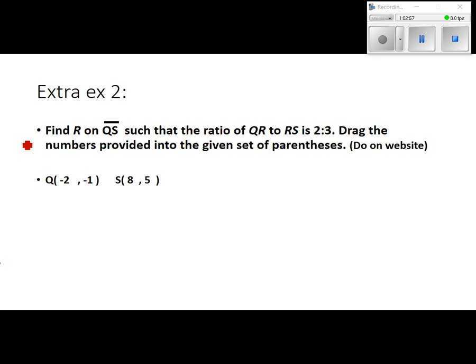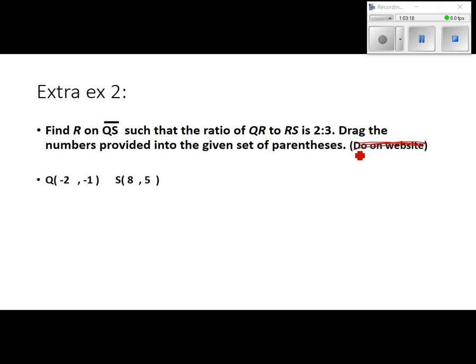Drag the numbers provided. This is supposed to be a drag and drop on the website. We're not doing the website thing. Takes more time than it's usually worth. But we're going to do this problem real quick. Same setup.